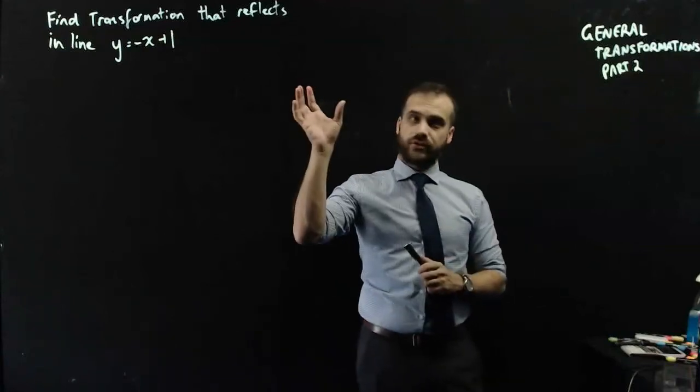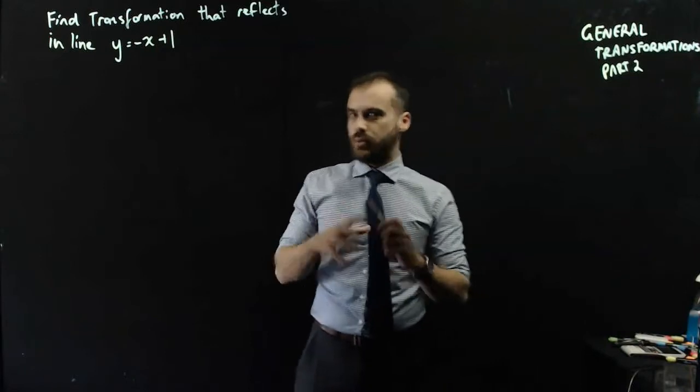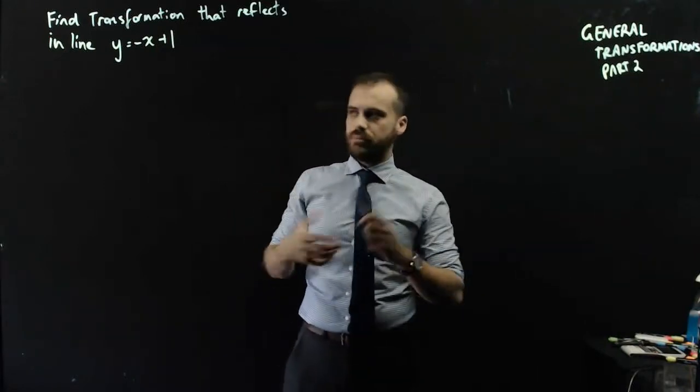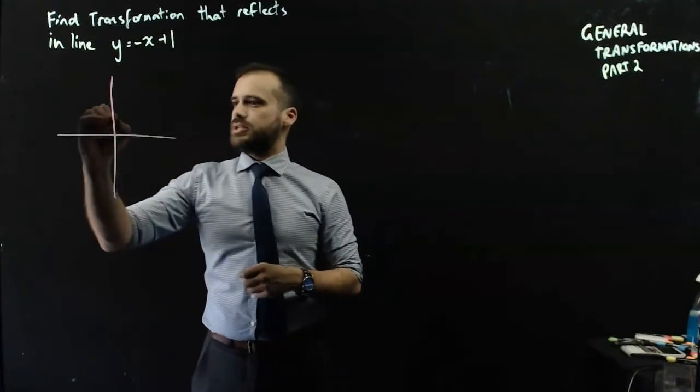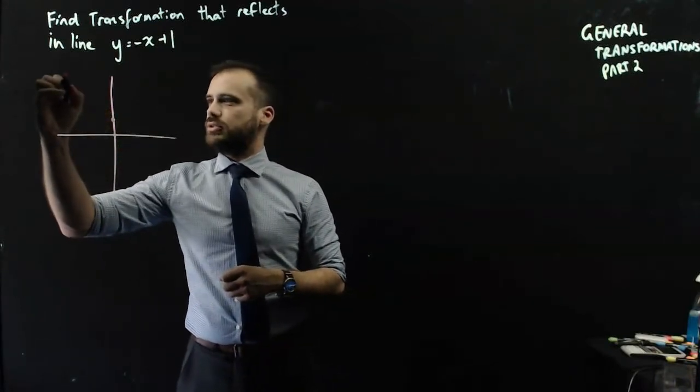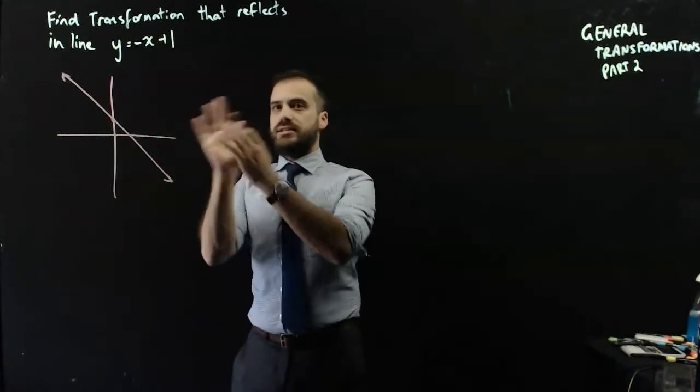So we're going to find a transformation that reflects in the line y equals negative x plus 1. So we can't do that yet. We need to do some sort of combination thing. Now we have this. Y equals negative x plus 1 is a line that looks like that, and we want to reflect in that line.